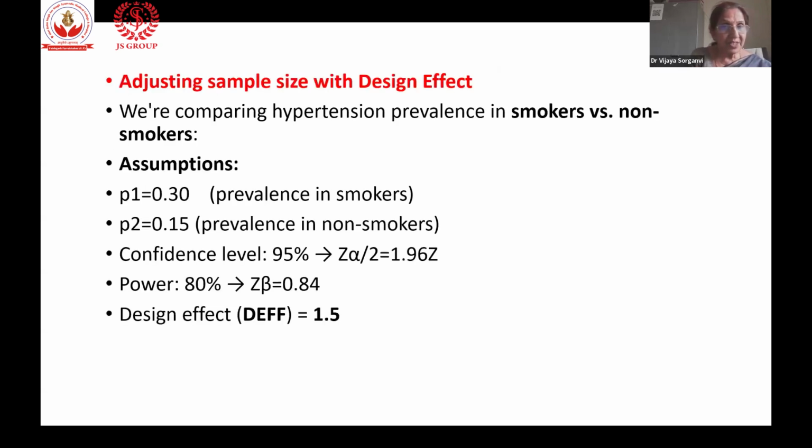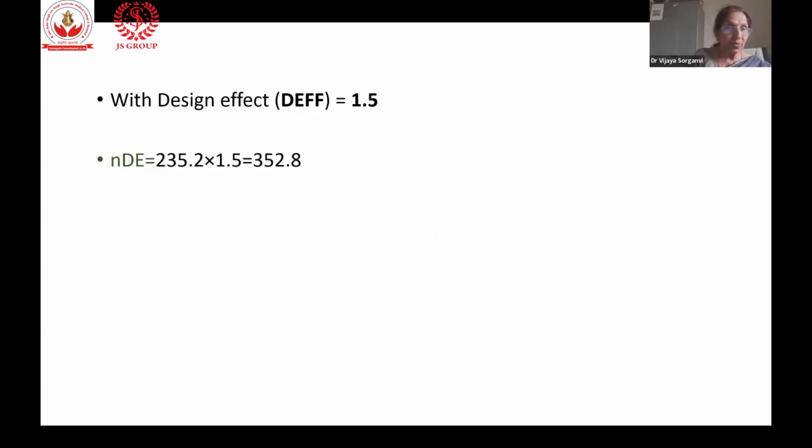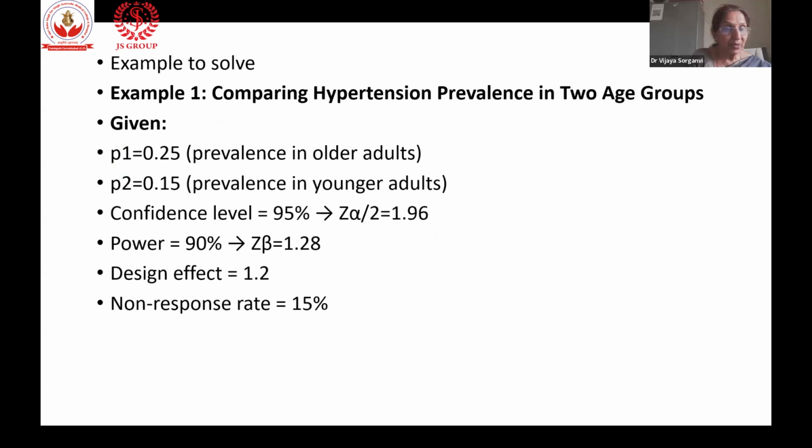Same sample size, adjustment with design effect. So we are comparing hypertensive prevalence in smokers and non-smokers. These are the given values. By default the design effect will be 2. Now we are changing it to 1.5, so multiply the calculated sample size by 1.5. With the design effect of 1.5, your sample size is 352.8 or 353. This is the example you can solve.